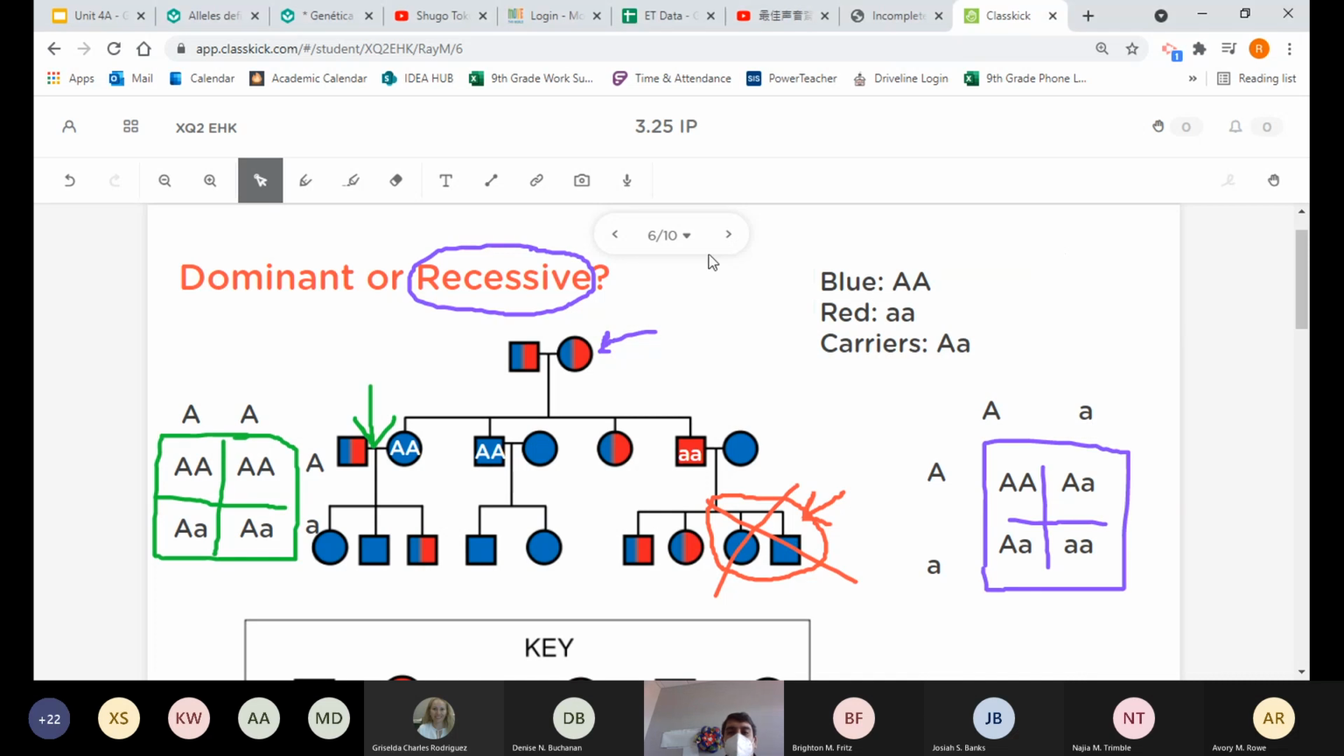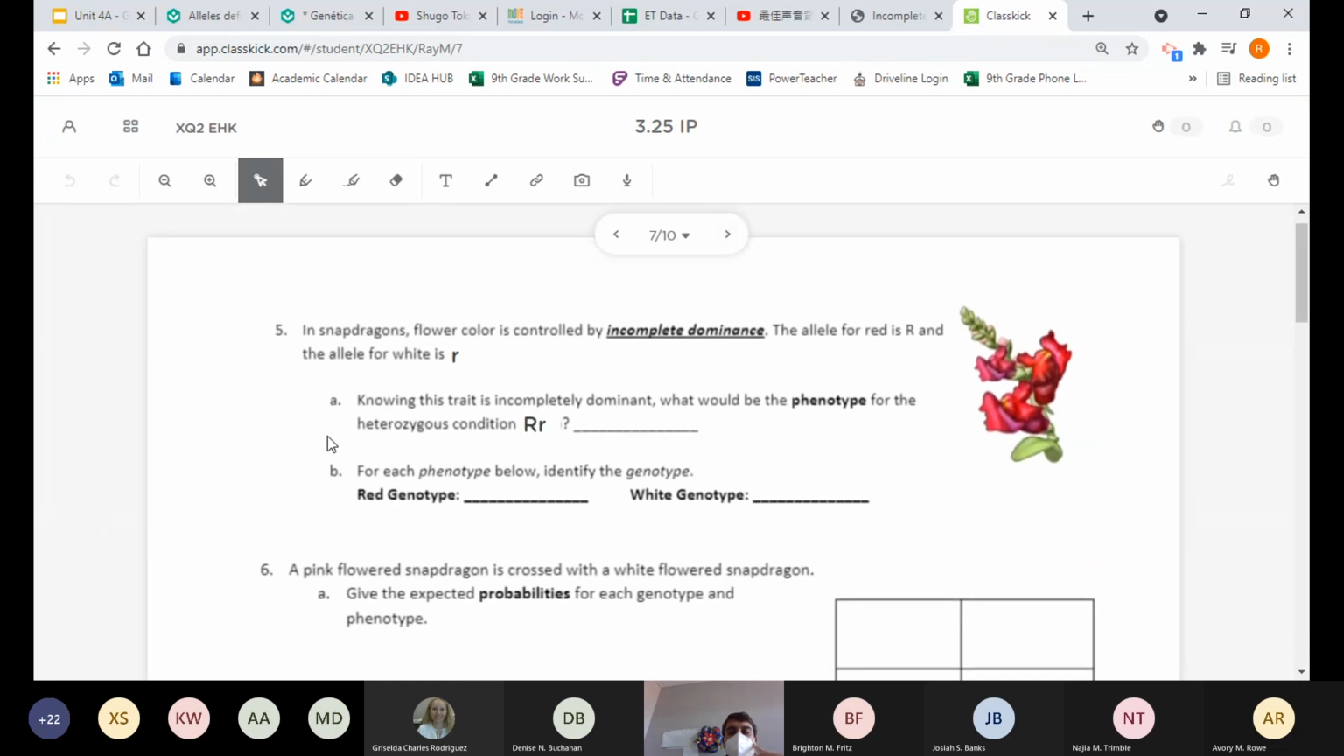Okay, then let's go ahead and focus back on our incomplete dominance that we were talking about yesterday. So remember that when we're talking about incomplete dominance, we're talking about a dominant allele that is not totally dominant, hence incomplete, right? So in snapdragons, flower color is controlled by incomplete dominance. The allele for red is capital R, the allele for white is little r. Knowing this trait is incomplete dominant, what would the phenotype be? So like we said yesterday, whenever you're blending these two things together, what would you expect to see? So if you're mixing red and white, I would say that you're probably going to be expecting pink.